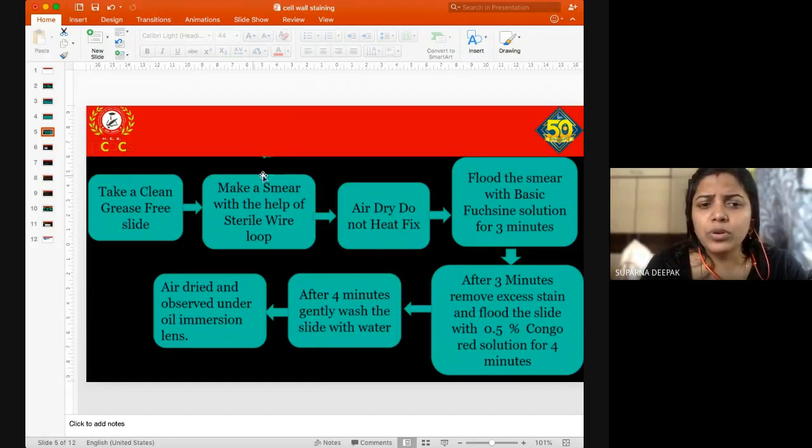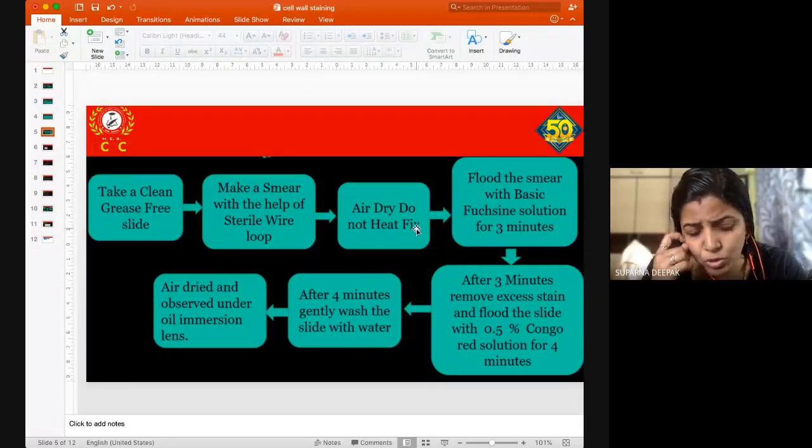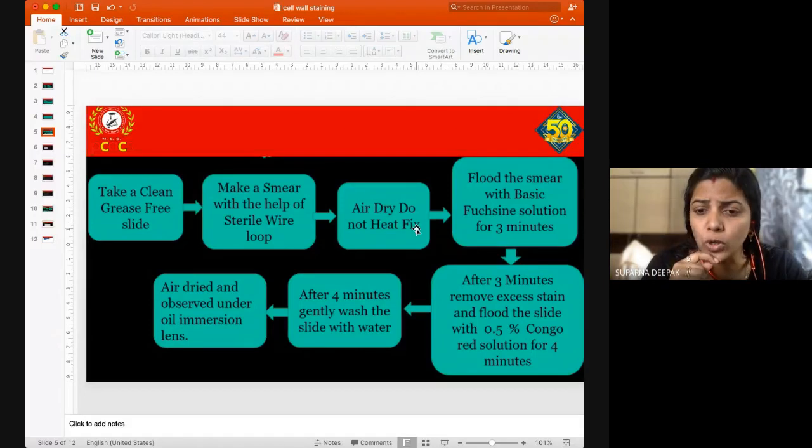So you use this sterile loop, you air dry, and do not heat fix. The video that I will show, I will show you how to do the heat fixing also. But please remember, in case of cell wall staining, you don't have to do the heat fixing. The video that I will show is a general video for monochrome staining, like how this staining is being done for all the staining procedures. It is a common practice.